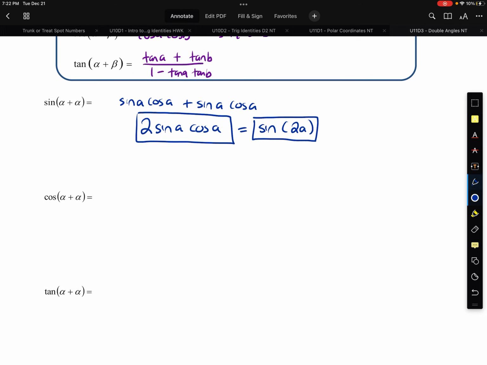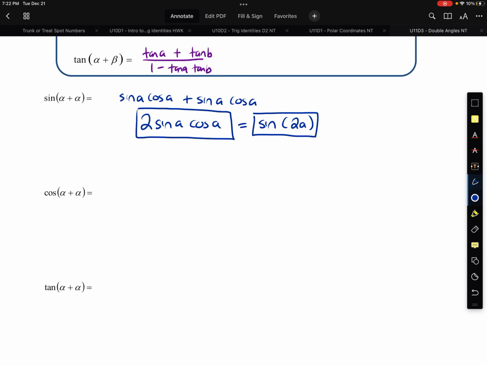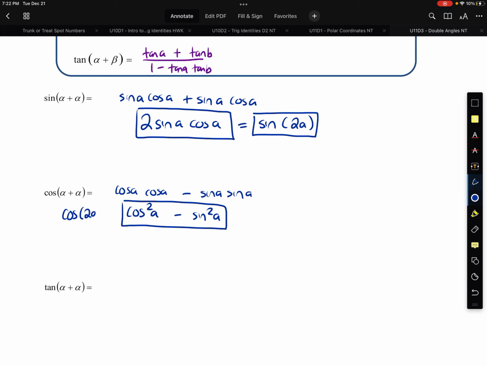All right, now looking at the double angle for cos. We'd have cos A minus sine A, which gives us cos squared A minus sine squared A. All right, awesome. There's our double angle for cos. So cos of 2 alpha equals that.